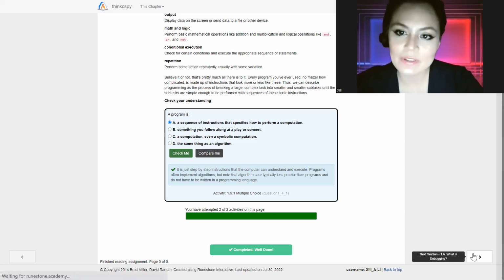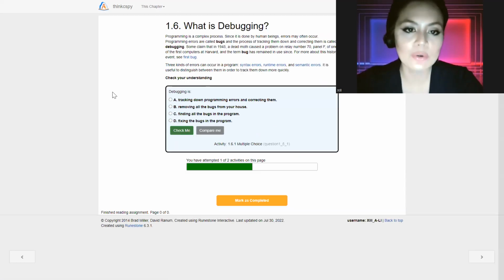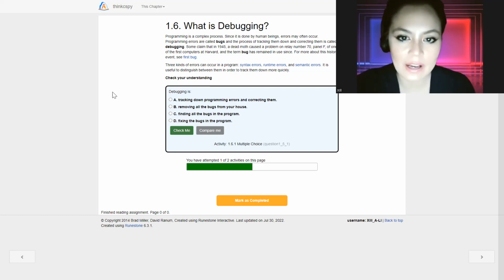All right, let's move on to what is debugging? Programming is a complex process. Since it is done by human beings, errors may often occur. Programming errors are called bugs, and the process of tracking them down and correcting them is called debugging. Some claim that in 1945, a dead moth caused a problem on relay number 70, panel F, of one of the first computers at Harvard, and the term bug has remained in use since.